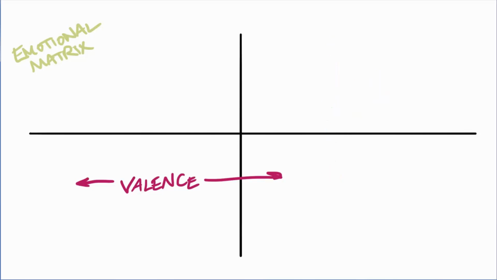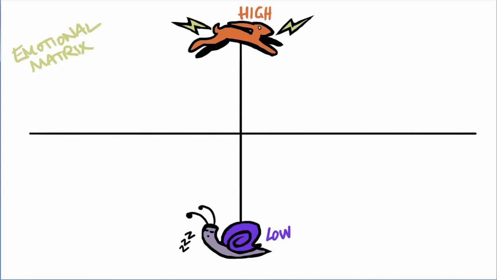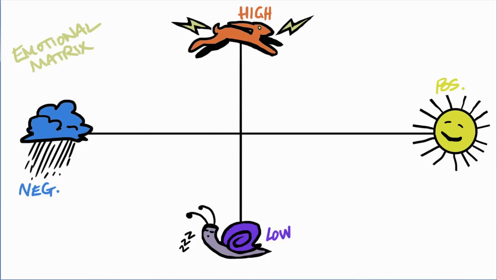But let's forget those names for a second, and instead I'm going to use some symbols to make it clear. For high energy, I'm going to use a lightning bunny. And for low energy, I'm going to use a sleepy snail. For positive or good feeling valence, I'm going to go with a warm golden sun. And for negative or bad feeling valence, I'm going to go with a cold bitter rain.